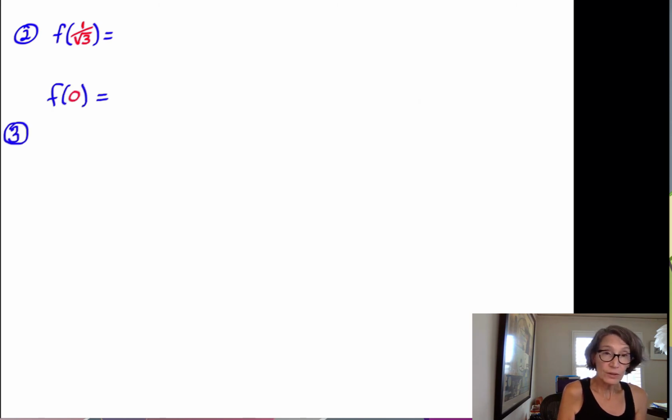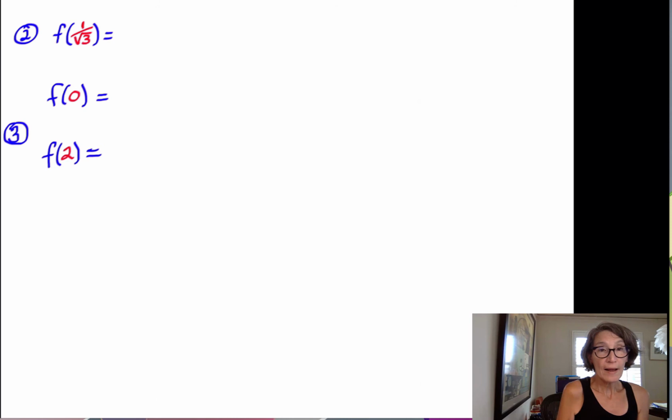All right, step 2, we're going to plug in the critical numbers. So we're going to find f of positive 1 over square root of 3. We're going to plug it into the function, not the derivative. And then we're going to plug in 0 into the function. And then in step 3, we're going to plug in the endpoints. Well, 0 was one of the endpoints. So 0 is a critical number and an endpoint. The other endpoint is 2. So we're going to plug that one in. So we're going to get 3 numbers, and we're going to compare.